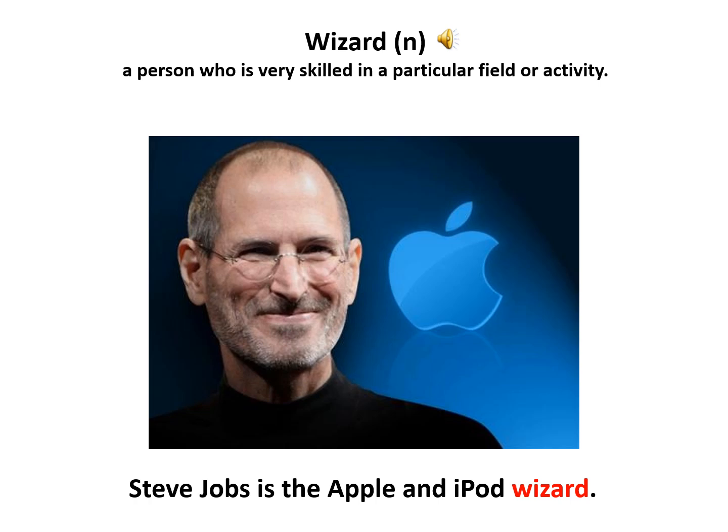Next word we have wizard. Wizard, a person who is very skilled in a particular field or activity. Steve Jobs is the Apple and iPod wizard، والتي تعني المتقن أو المتميز، ومعنى آخر لها الساحر أو المتميز أو المحترف. So we may have more than one meaning for the same vocabulary or for the same word.